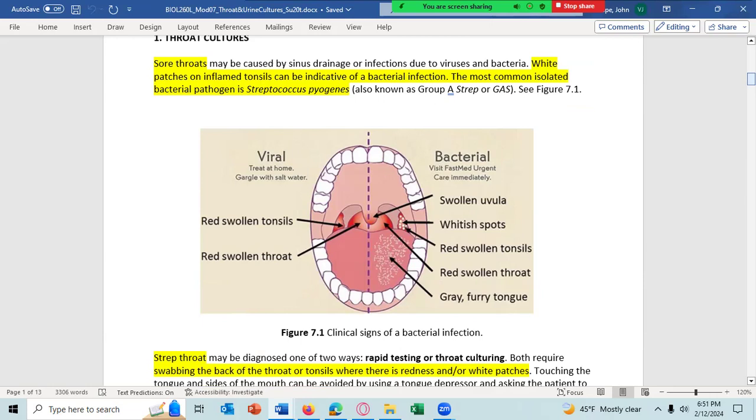For throat cultures, sore throats, if they're caused by a bacteria, you will see white spots on the throat, on the, what do you call it, the tonsils or the back of the throat, as well as white spots on the tongue for a bacterial infection. A viral infection, you will only see red swollen tonsils and red sore throat. You can see the red with the bacteria, but the bacteria have, in addition, the white spots.